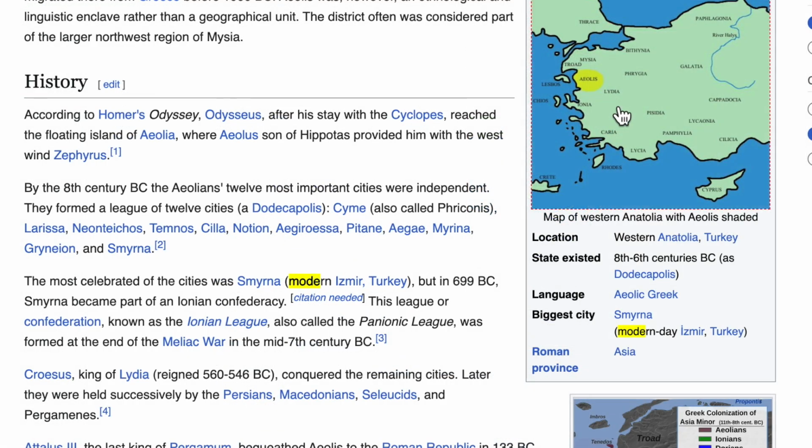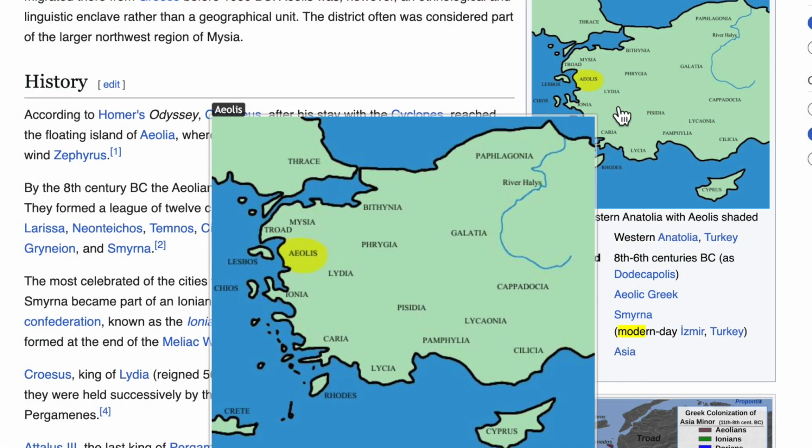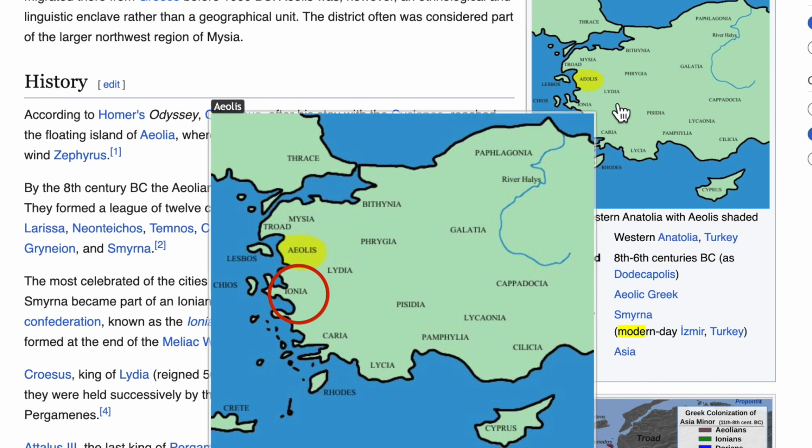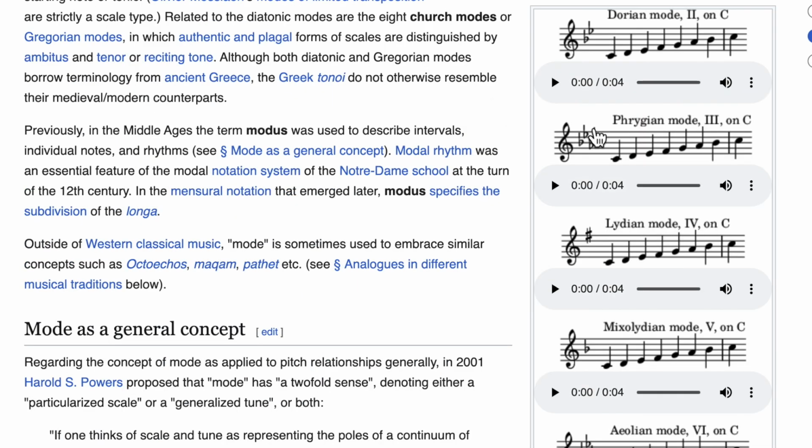So let's look at the screen here. If you look at the map of ancient Greece, which is modern day Turkey, you have Aeolis or Aeolia, and just below it you have Ionia. Those are the regions where these were named. To the right, to the east, you have Phrygia and Lydia. Take a look at the names. Both Phrygia and Lydia were also modes, so they are named after these regions in ancient Greece, modern day Turkey.